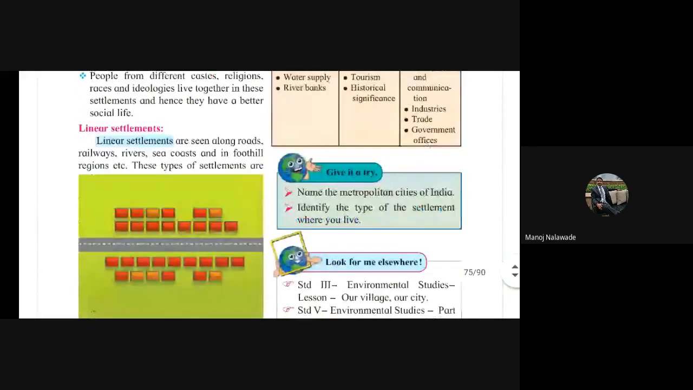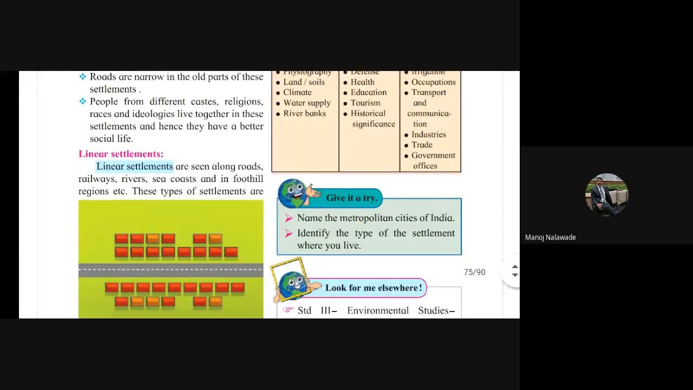Basically these settlements are developed around the road only, along the road only. Just as the road goes ahead, along with that the people get settled, on both sides of the road, but it doesn't go very deep, away from the road. So that's why these are called linear settlements, because they are in line with the road.